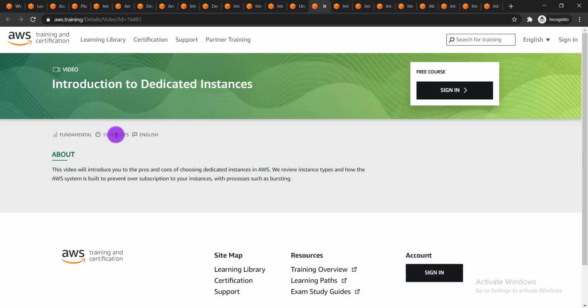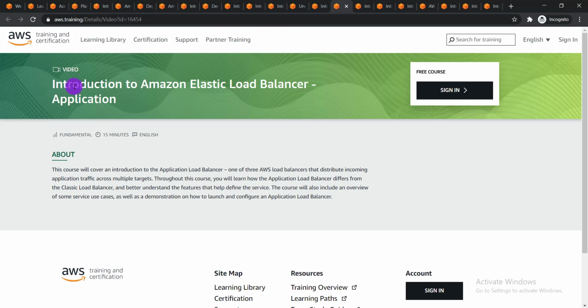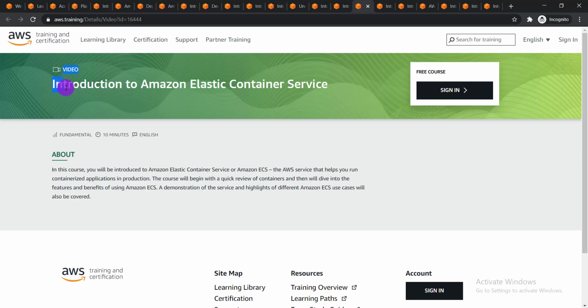And the next one is Introduction to Dedicated Instance. It is 15 minutes course and fundamental course. The next one is Introduction to Amazon Elastic Load Balancer Application, fundamental course with 15 minutes duration. The next course is Introduction to Amazon Elastic Container Services. It is 10 minutes and fundamental course.